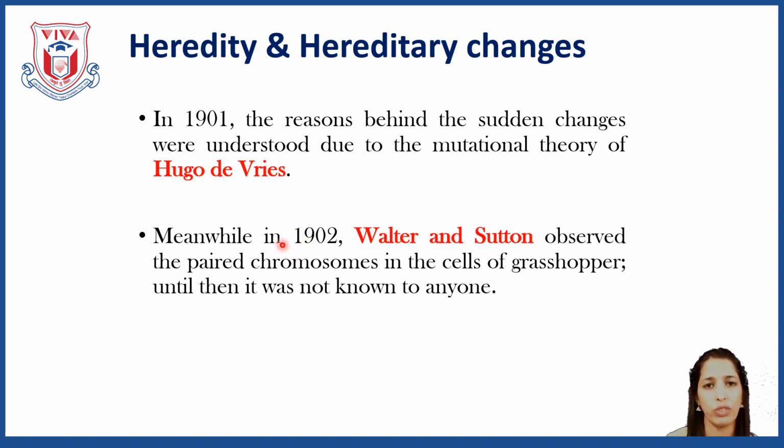After Hugo de Vries, in the next year 1902, Walter and Sutton, these two scientists discovered that chromosomes are present in pairs when they studied the cells of grasshopper. Until then, it was not known to anyone that there are chromosomes which are actually the genetic material. So this discovery was done by two scientists named Walter and Sutton.